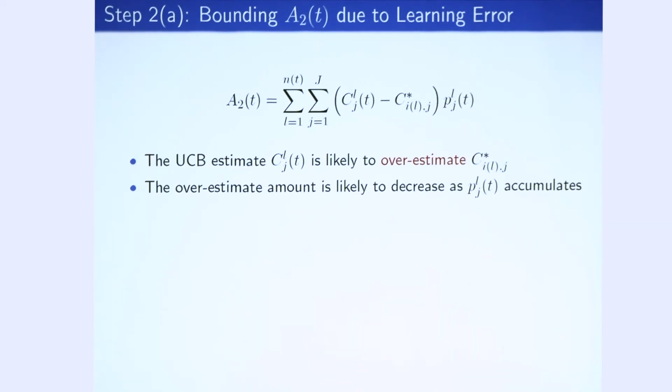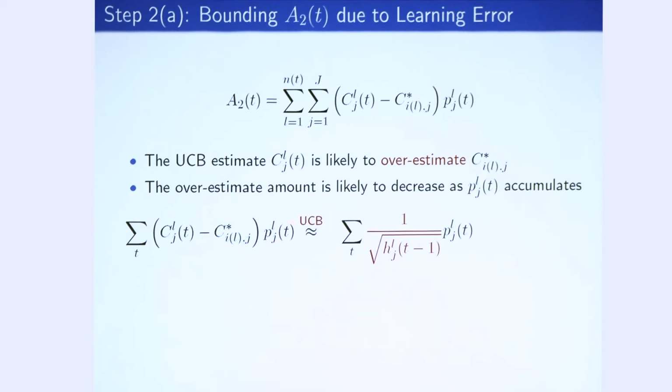So to execute this idea, we're going to plug in the overestimate amount, replace that by the UCB bound. It's roughly 1 over square root of the number of times you select this server, times the probability. But now there's a slight technical difficulty, which is that this h is the actual number of times you pull this server j. P is actually the probability you put on j. So these two quantities are not exactly the same. And then there's also a dependency issue. But here we're using a rather simple martingale argument.